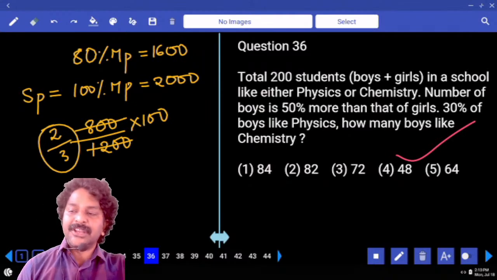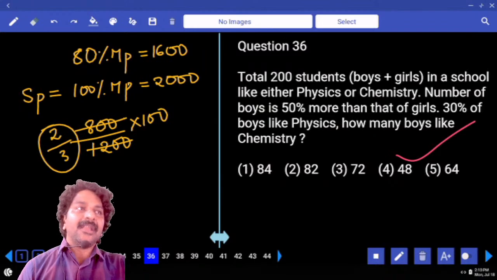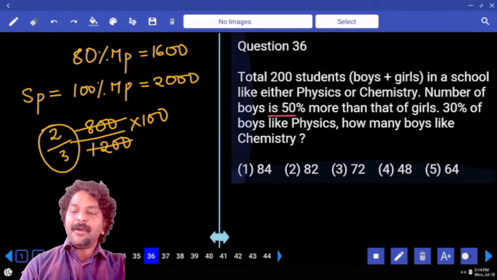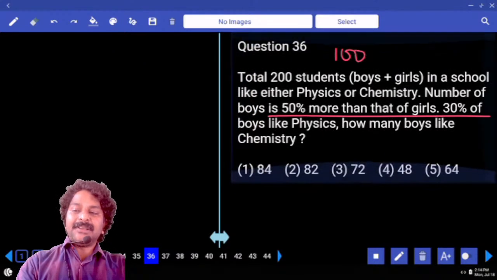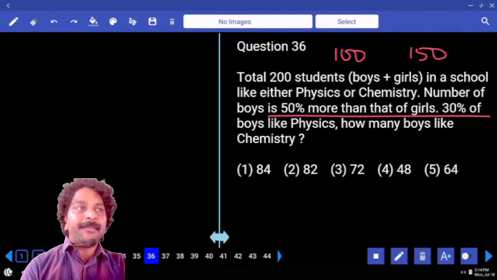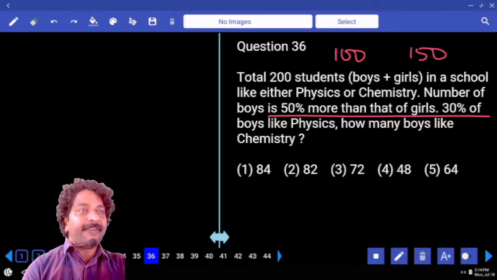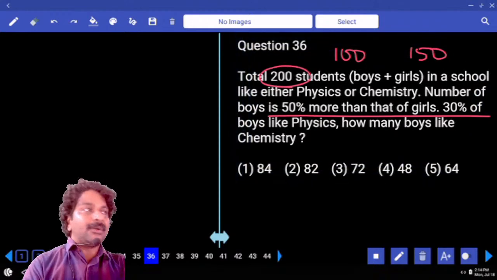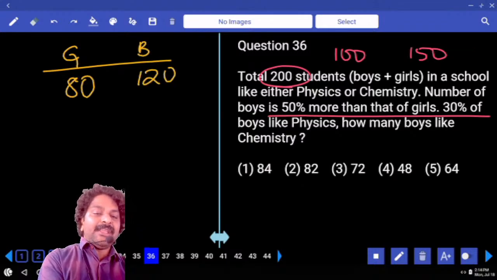Total 200 students, boys and girls in a school like either physics or chemistry. Only two categories we have, either-or condition. Number of boys is 50% more than number of girls. If girls are 100%, boys become 150%. Then ratio 2:3. How many parts? 5 parts. If 5 parts is equal to 200, 1 part is 40. Then girls are 2 parts only, which is 80. Then boys are 120. Clear?